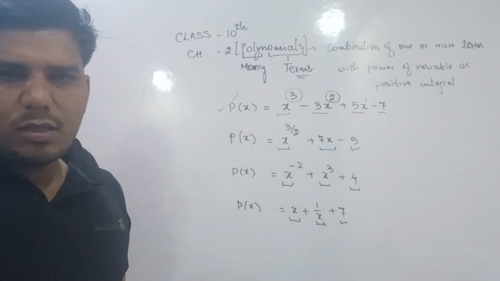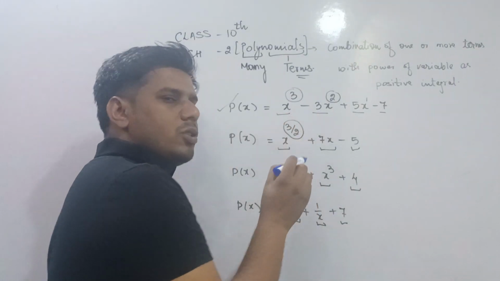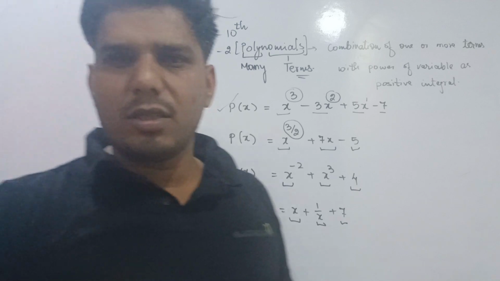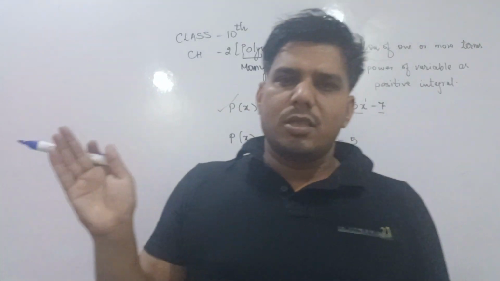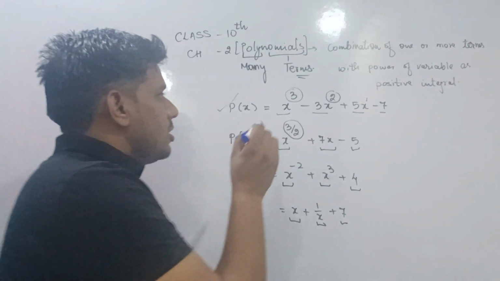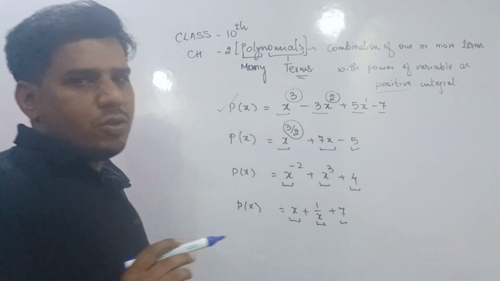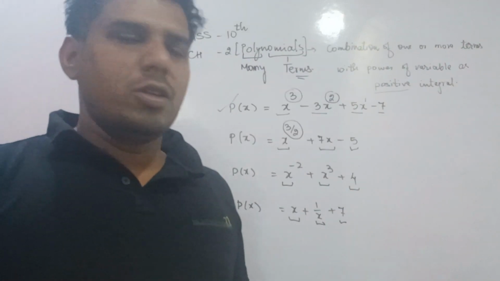In the second one we can check the power of the first term is 3 by 2, and 3 by 2 is not an integer. You all know about the integer. Minus 1, minus 2, minus 3, 0, 1, 2, 3, all these are integers, but the polynomial definition is asking for the positive integers only. So here 3 by 2 is not an integer, so we cannot say it is a polynomial.